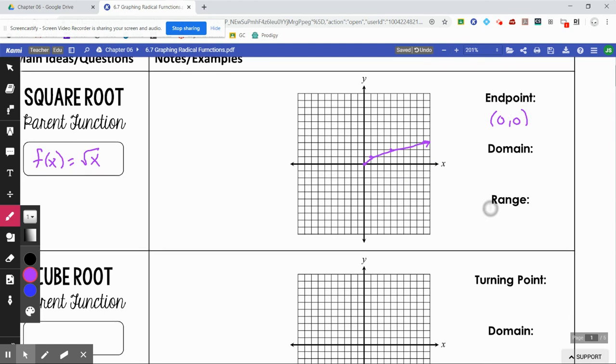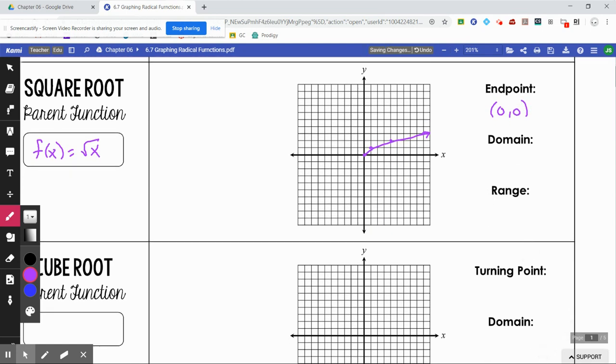For the domain, you cannot take the square root of a negative, so the domain is all values from 0, including 0 because (0, 0) is on your graph, up to infinity. Your range, notice that there's nothing down here, so your range is also all values from 0 and up.